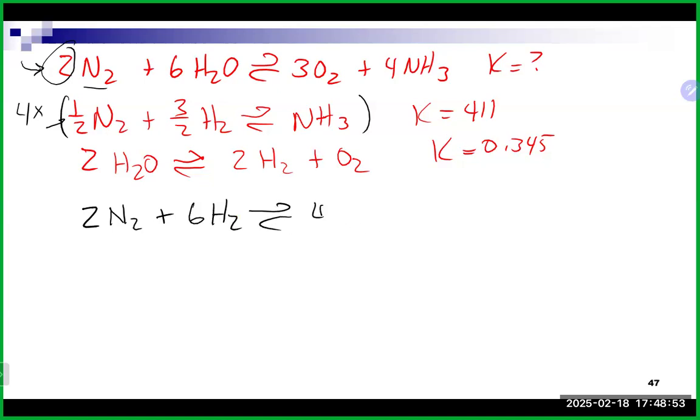Gets me 4 NH3. Now, also really important, since we just did that, that will affect the K value. In this case, since we are multiplying, I should go up with that 4. I should take this K now to the 4th power. Again, not multiply it by 4, but take it to the 4th power. So that takes care of that.